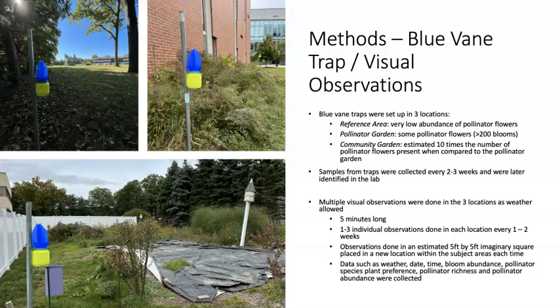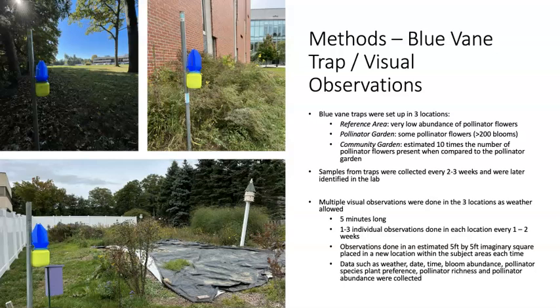And the community garden. The community garden is also behind Horace Mann, or next to Horace Mann actually, and it has an estimated 10 times the number of pollinator flowers present when compared to the pollinator garden. So the community garden was the most abundant in pollinator flower abundance, bloom abundance. If you take a look at the pictures to the left of the screen, you can see the top left photo is the reference area. The top right photo is the pollinator garden, and the bottom photo is the community garden.